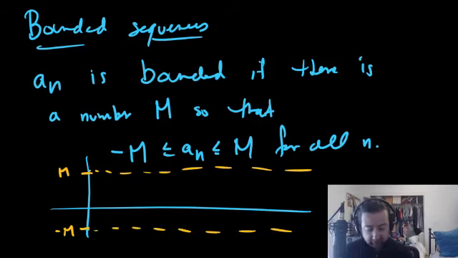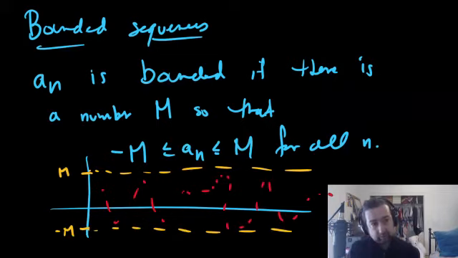And whatever the sequence does, it can't get out of those. Okay, that's an example of a bounded sequence. So it's trapped. Now notice, bounded by the previous example, bounded does not mean convergent.